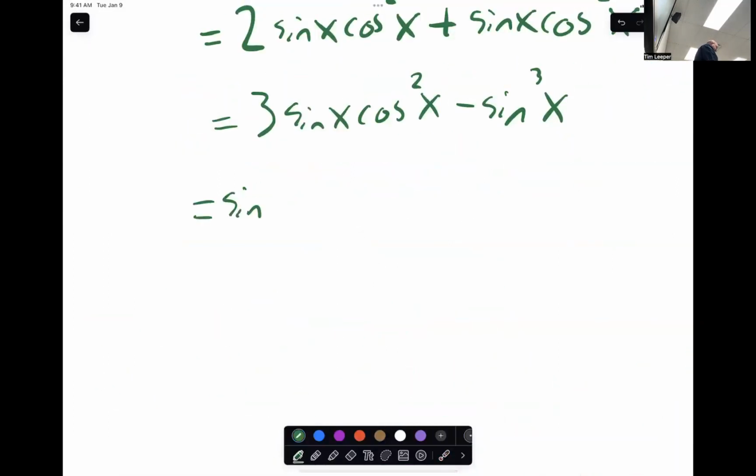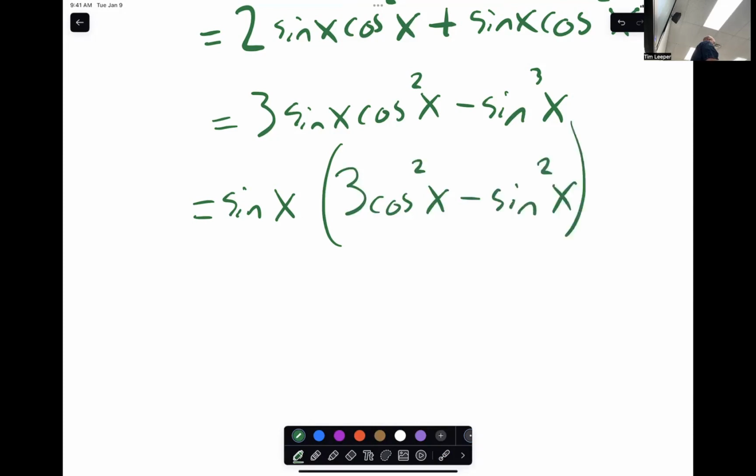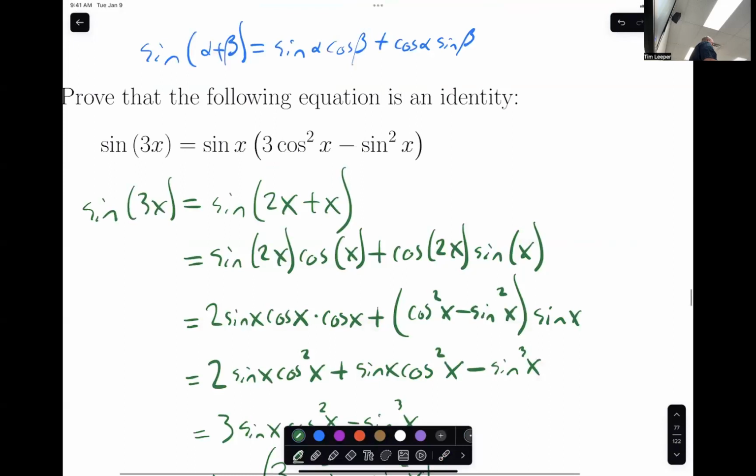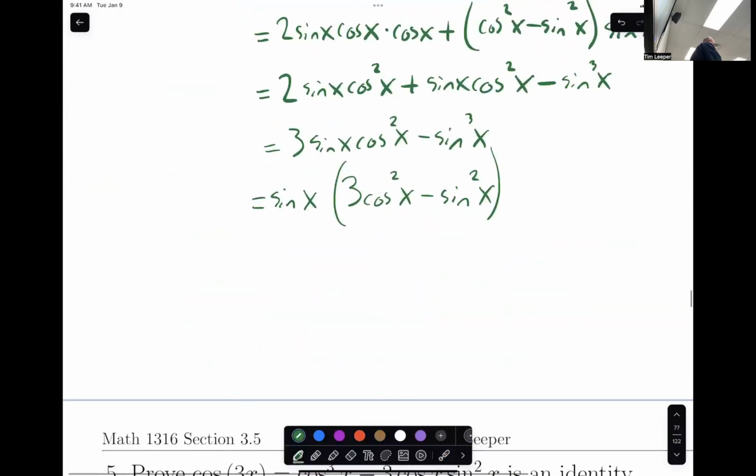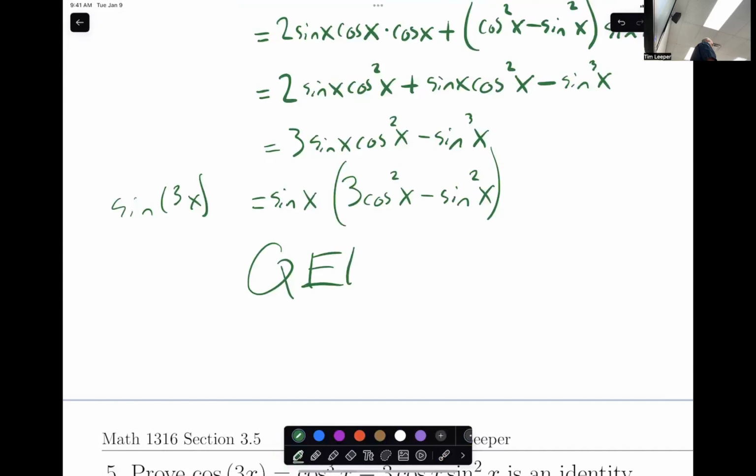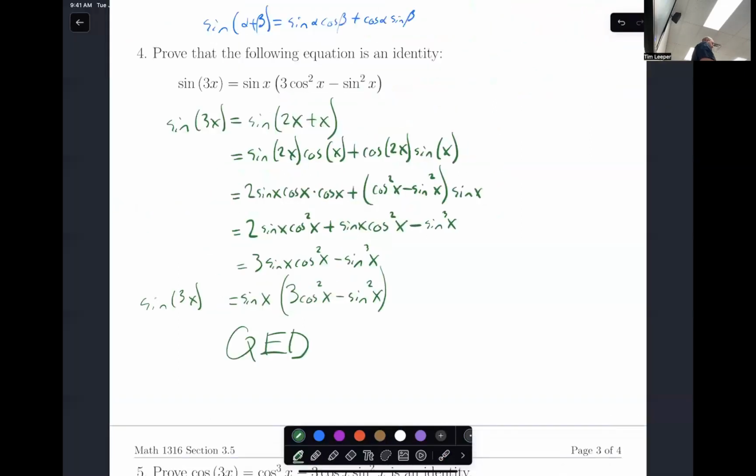So this is going to give me sine of x times, factor out a sine of x from both of those terms. What are you left with? 3 cosine squared x minus sine squared x. There we go. Is that the right-hand side? Yes, it is. So again, that's telling me sine of 3x is sine of x times 3 cosine squared of x minus sine squared of x. QED. We're done.